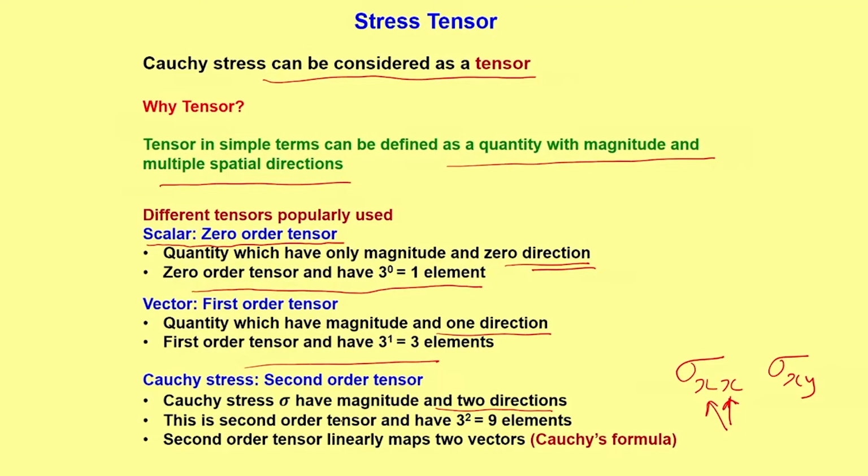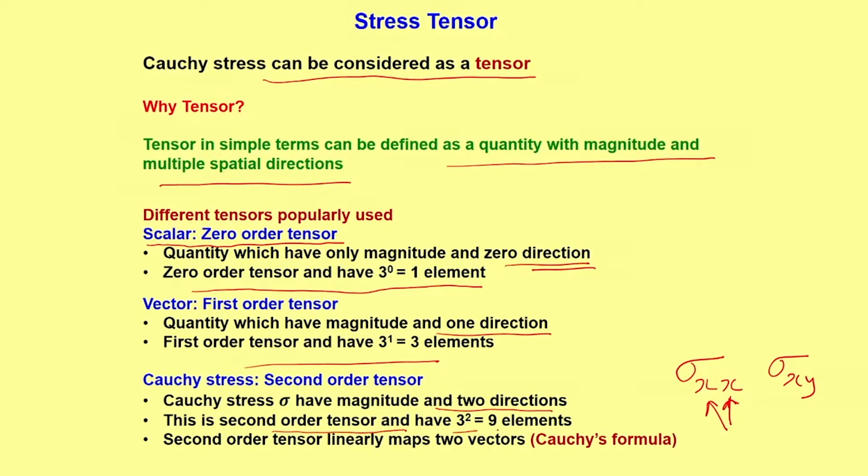It is associated with the plane on which it acts, that means the normal to that particular plane. It is also dependent on which direction that particular traction acts. So, we will discuss that a bit later. Only to specify here, Cauchy stress is a second order tensor. It has magnitude and it has two directions. So, this is a second order tensor and it has 3 square equal to 9 elements, which we have already seen in the Cauchy stress tensor.